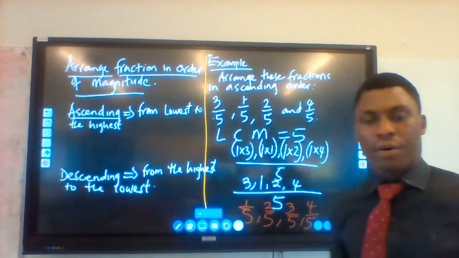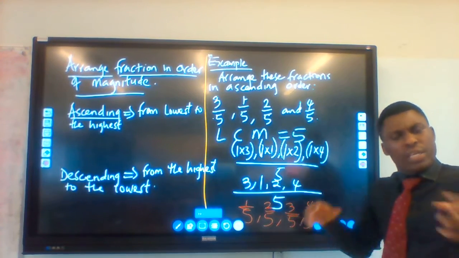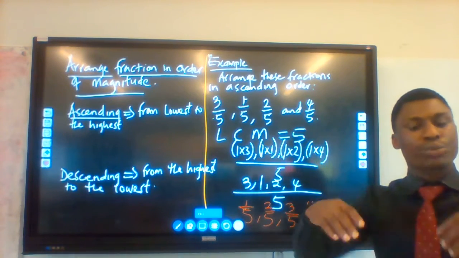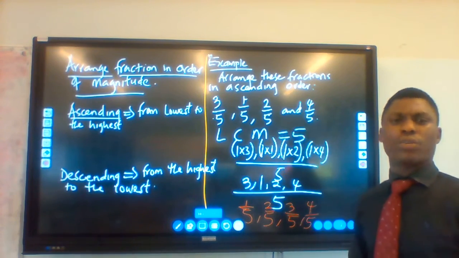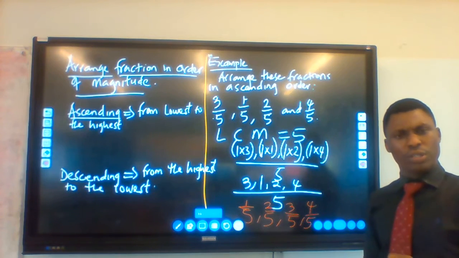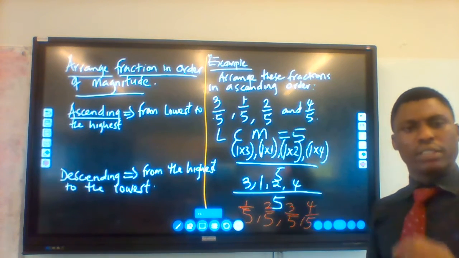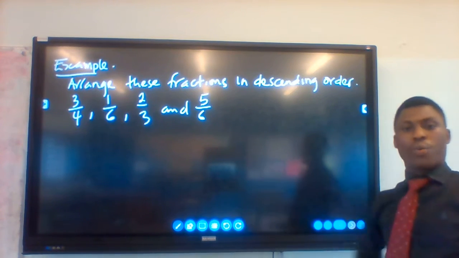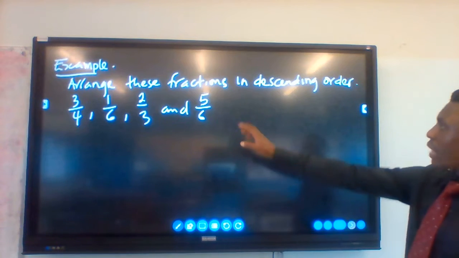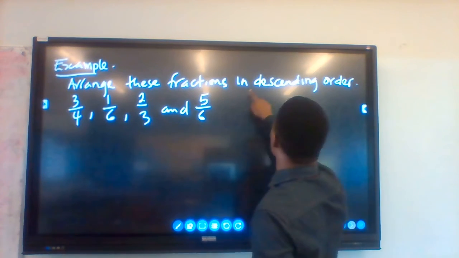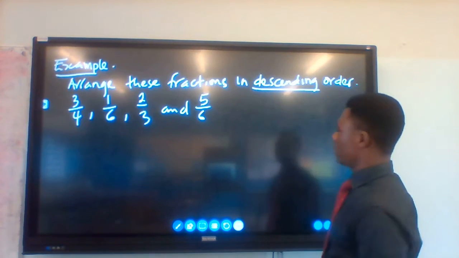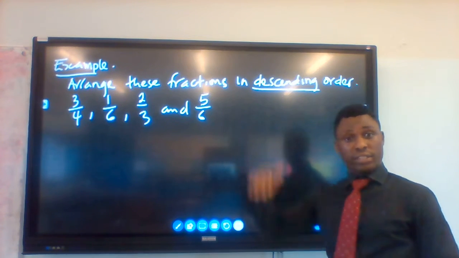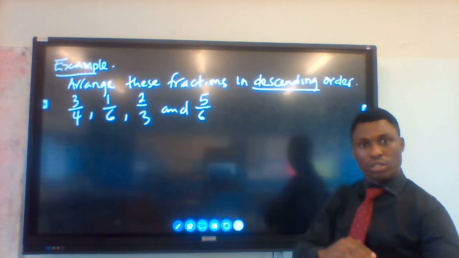Okay? Now, what about if the LCM are not the same and we are asked to arrange in descending order? That is good. Let's check that with another example. Okay? This looks like what we are talking about. If you look at this example, arrange these fractions in descending order. Who can remind us what we call descending? Yes, from the highest to the lowest.